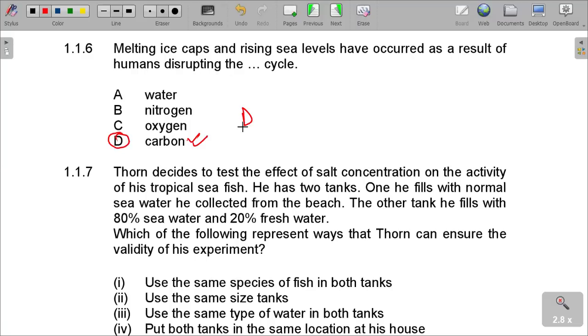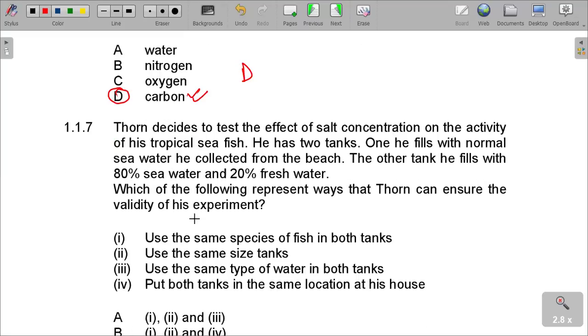When people interfere with the environment, they disrupt the carbon cycle, which leads to excessive carbon gases, which we sometimes define as greenhouse gases, you understand? So this is the carbon cycle that results in the melting of sea ice caps, and then the sea levels rise. That is number 6. It is the carbon cycle.